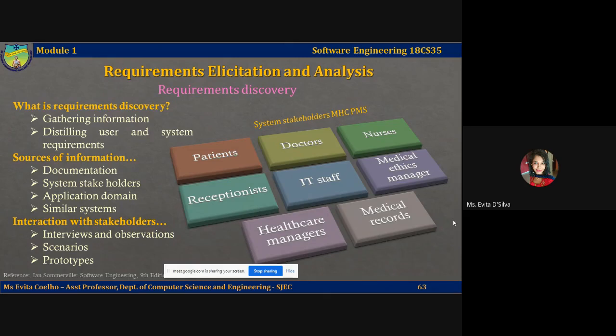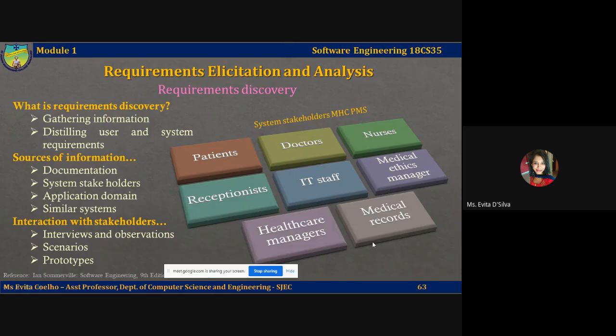In addition to system stakeholders, the requirements may also come from the application domain and from other systems that interact with the system being created and specified. All of these must be considered during the requirements elicitation process. You interact with the stakeholders through a wide variety of ways. That could be through interviews and observations, how the stakeholders use the model of the system, and you may use scenarios and prototypes to help stakeholders understand what the system will be like. We will talk about interviews, observations, scenarios, and prototyping in the upcoming lecture videos.